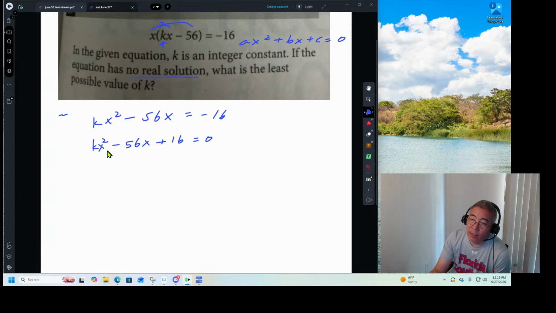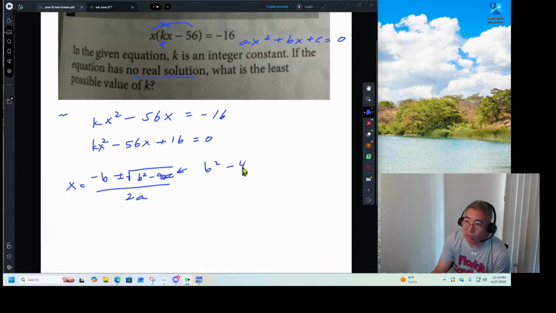And then we would need to solve for x. And especially when you don't know what k is, the way you're going to solve for x is to use the quadratic formula. So our solution is going to look something like this. But remember, we want the solution to not work out because we want to have no solutions. So in the quadratic formula, no solutions happens when the inside becomes negative, right? So we want b squared minus 4ac to be negative.